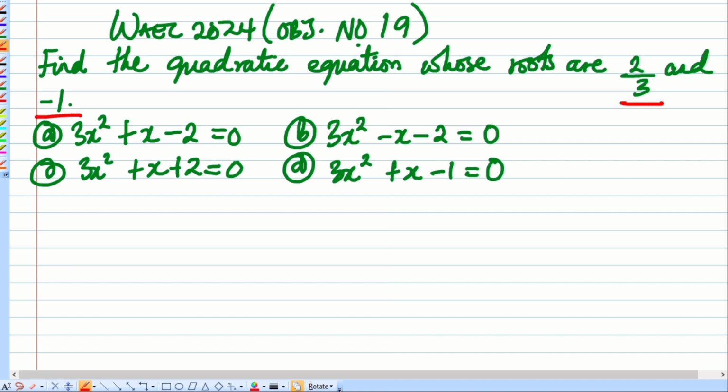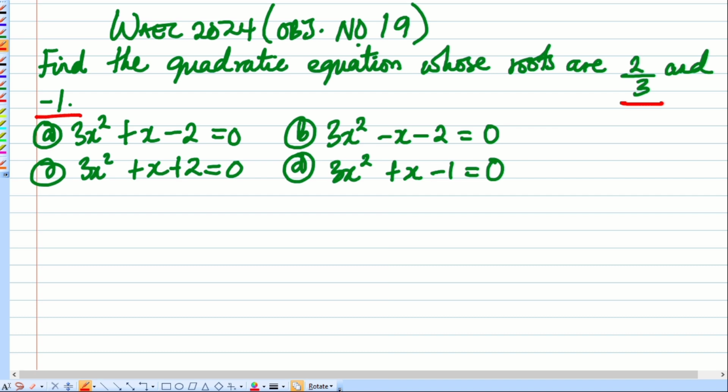Roots simply means answer. So we had a quadratic equation, and the quadratic equation has already been solved. The answer that was gotten from solving that quadratic equation is 2 over 3 and -1. So they're just asking us to go back, a kind of reverse, and bring back that quadratic equation. So these are the options. Let's solve that and tick the correct option.